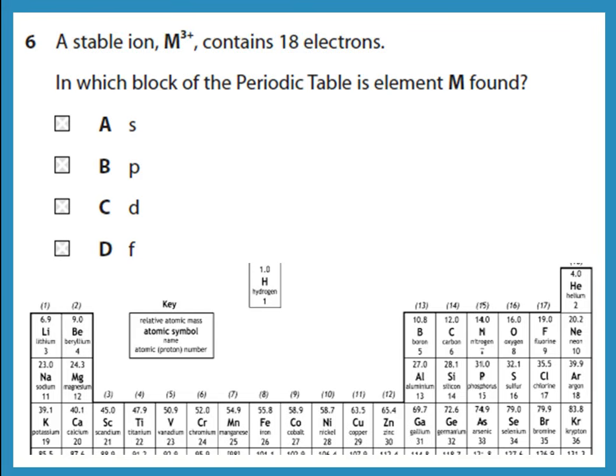Now, which element has 21 electrons? That's scandium. So scandium is in which block? Remember, the transition metals are called the D block, because if you write the electronic configuration, they will always end up in D something.